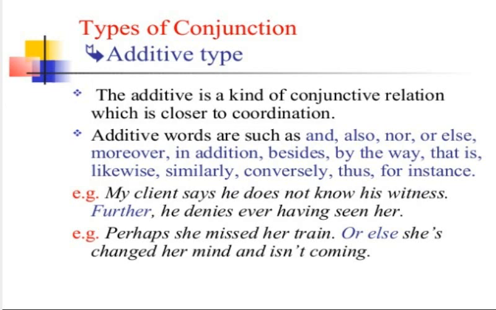Additive type. The additive is a kind of conjunctive relation which is closer to coordination. Additive words such as and, also, nor, or else, moreover, in addition, besides, by the way, that is, likewise, similarly, conversely, thus, for instance. Example: my client says he doesn't know his witness. Further, he denies ever having seen her. Perhaps she missed her train, or else she has changed her mind and isn't coming.